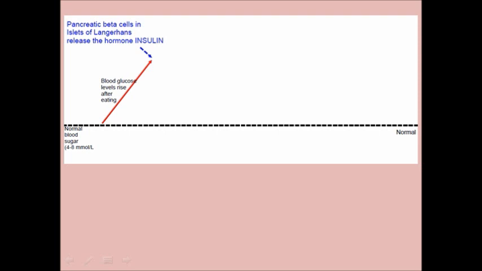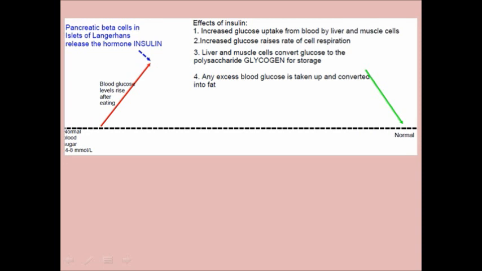But a moment's thought shows you this would be incredibly wasteful. We've just spent a lot of energy and a lot of time digesting food precisely to get glucose. What we need to do is to make use of it in a way that's not going to harm us. And so what insulin does is it increases the uptake of blood glucose from the bloodstream. It actually converts the glucose into a more inert molecule called glycogen.